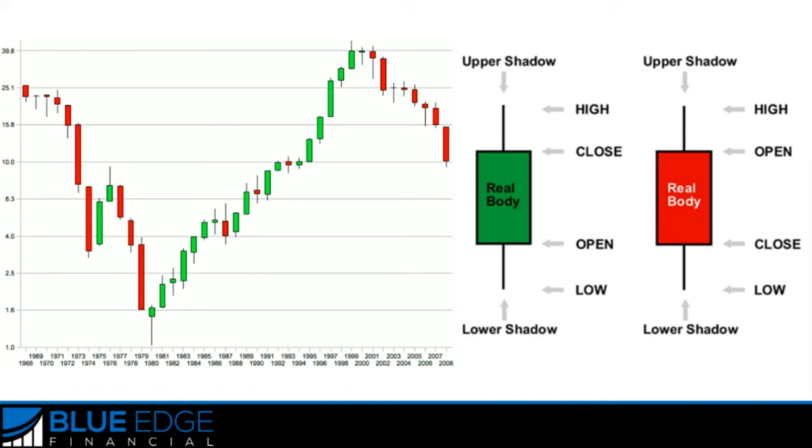The purpose of candlestick charting is that it's visually easier to study and observe. Patterns are easier to see, and it's easier to identify turning points in the market, which we're going to talk about in an upcoming section.